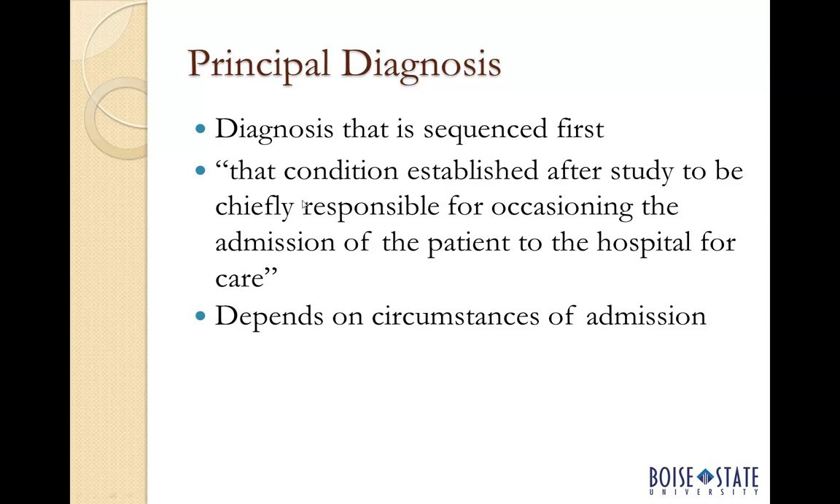And then the part chiefly responsible for occasioning the admission of the patient to the hospital for care. Remember, when we talk about principal diagnosis, we're talking about hospital inpatient. So we're looking for that key thing that made them be admitted. Let's say we had that acute appendicitis patient and it was severe enough a case that they're going to admit them to the hospital. So that acute appendicitis is why they were admitted to the hospital after study, right? They came to the hospital because they had pain and nausea, but then they really were admitted for this more definitive diagnosis of acute appendicitis.